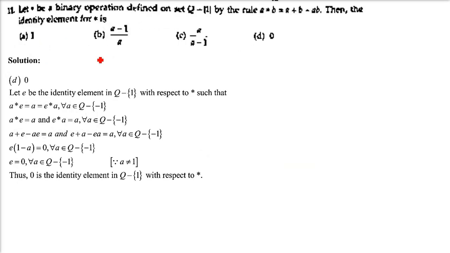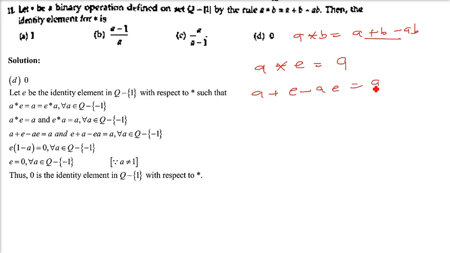Question number 11. Let's start with the binary operation defined on the set Q minus 1, that is, you cannot take 1, by the rule A star B equals A plus B minus AB. Then the identity element for star is, okay. A star E is equal to A, because we have to find the identity element. Just put A as A, B as E, and this has to be equal to A.